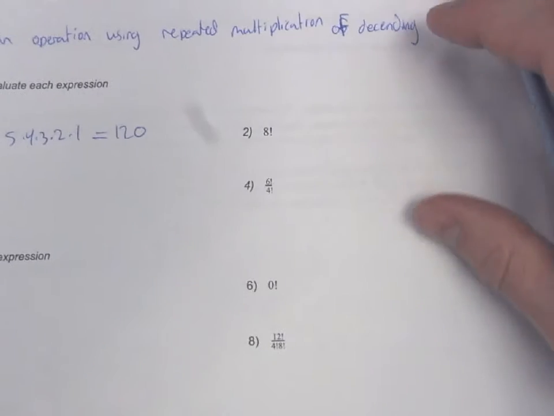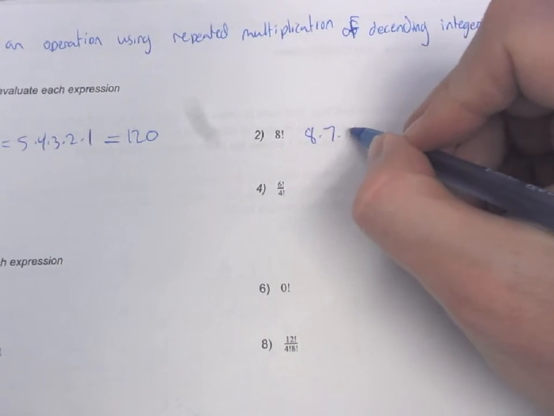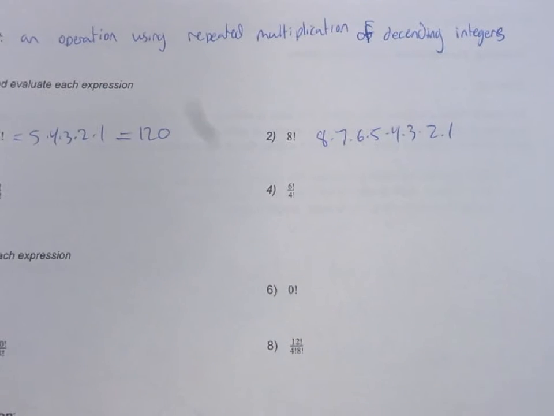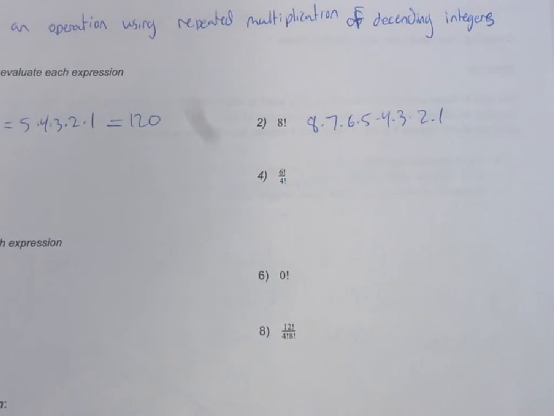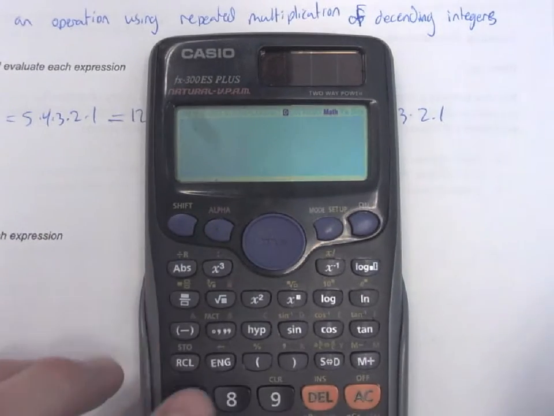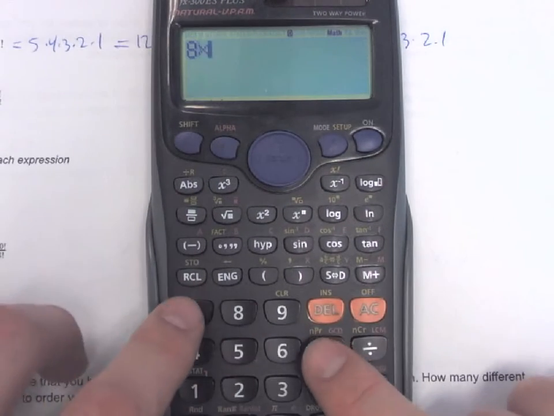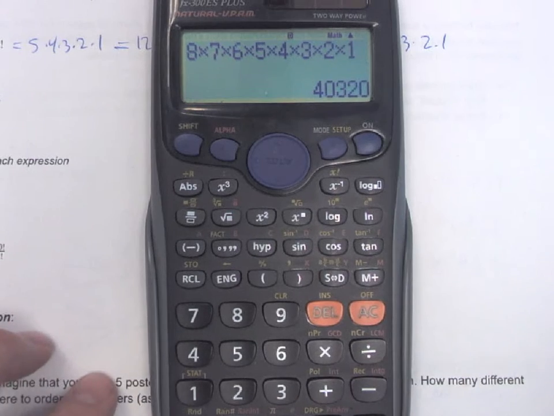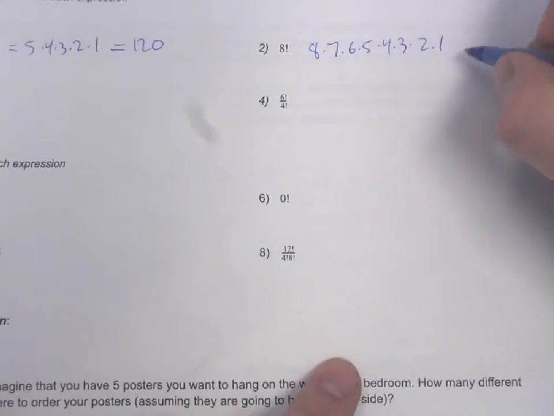Okay, 8 factorial will be 8 times 7 times 6 times 5 times 4 times 3 times 2 times 1. And that's probably a little bit bigger than I can handle. So let's jump to our calculator. Do that really quick. So 8 times 7 times 6 times 5 times 4 times 3 times 2 times 1. Okay, so 40,320.